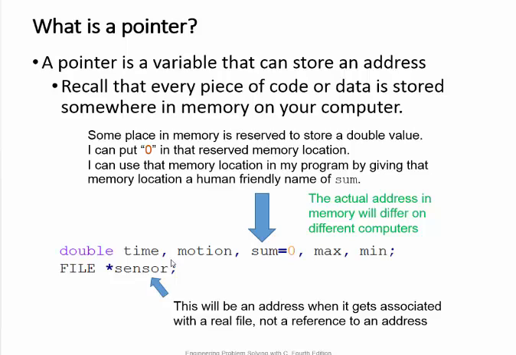You have to remember that, like I was saying in the previous slide, every piece of data is stored somewhere in memory on your computer. And in this example from the previous slide, we have a place in memory that we're going to call sum, and we're going to store a 0 there. The actual place in memory will be different on different computers.